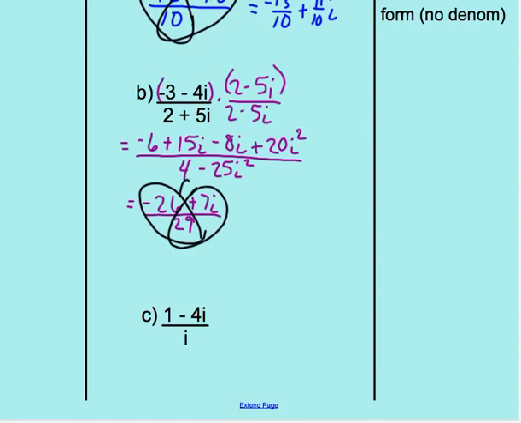Sometimes I even make the pad and the antennas just to make it look pretty. And then we get the negative 26 over 29, which doesn't simplify. And 7 over 29 doesn't simplify as well.